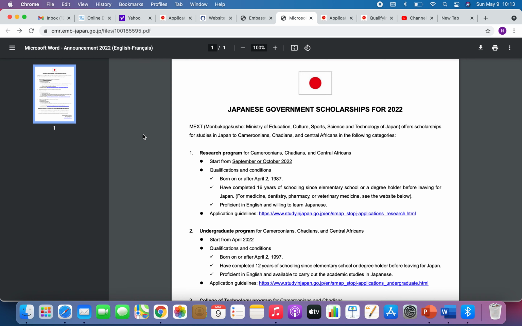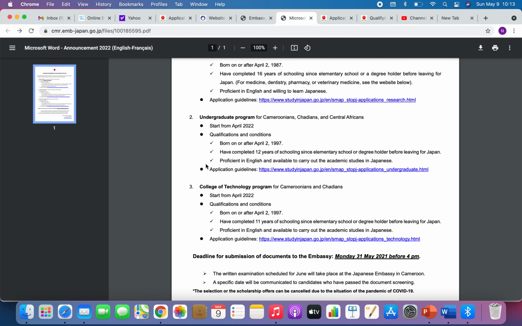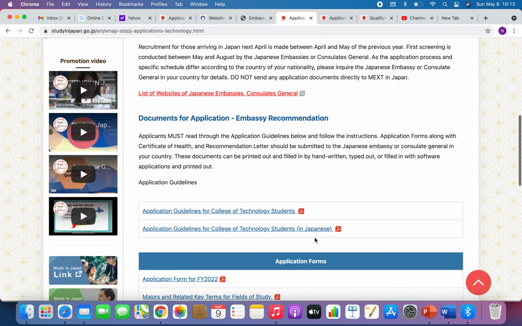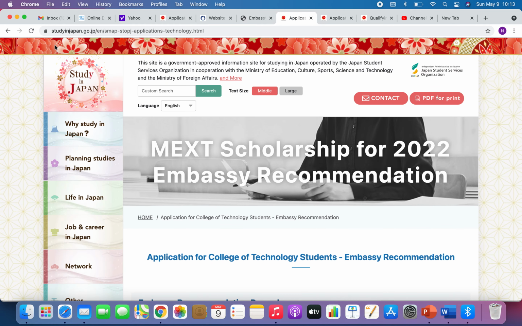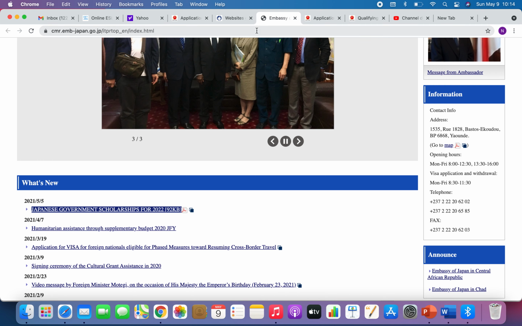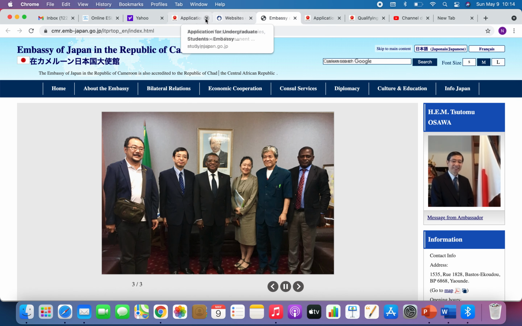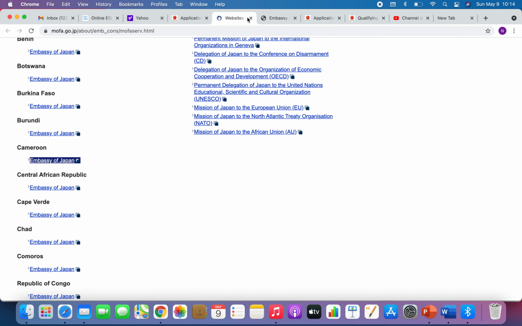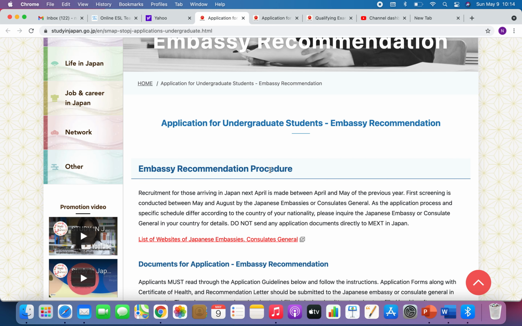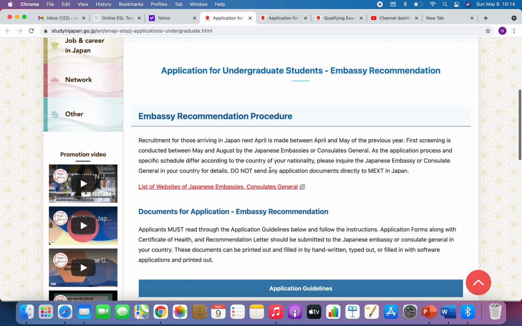Or if you're interested in College of Technology, which I have not really spoken about, but you can read about it, you can go to the application guidelines and click, and it's going to take you to the College of Technology. So I'm going to go back now. Oops, okay, I'll just close this page. Okay, so that's the first thing you should note.